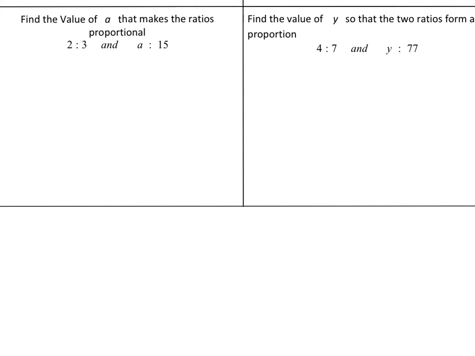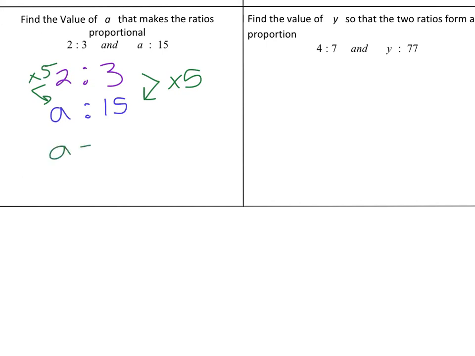Okay. We can also use these methods if they're not given in fraction form, okay? So I'm going to take my first ratio. I'm going to rewrite them so they're bigger for me. So 2 to 3 and a to 15. Again, I like to stack. So I'm going to find the relationship from 3 to 15. That's times 5. So I know that a is going to be whatever 2 times 5 is because I have to do it on the same side. So a equals 10.